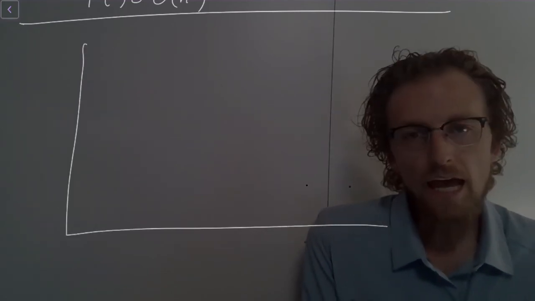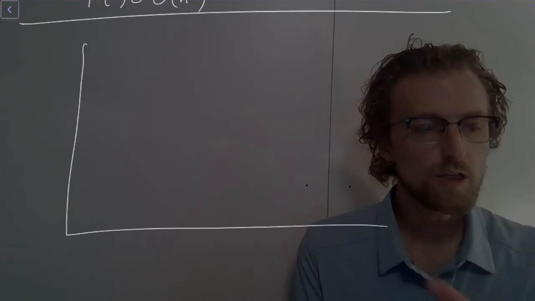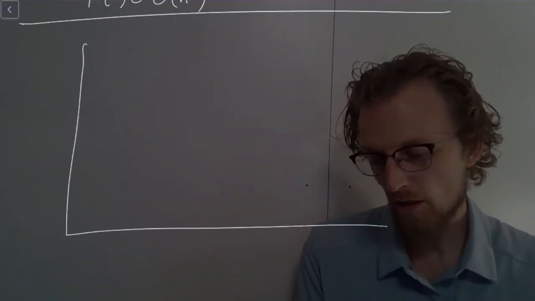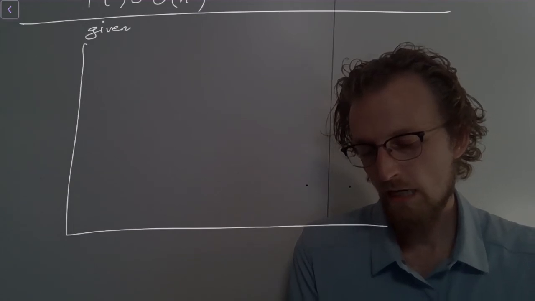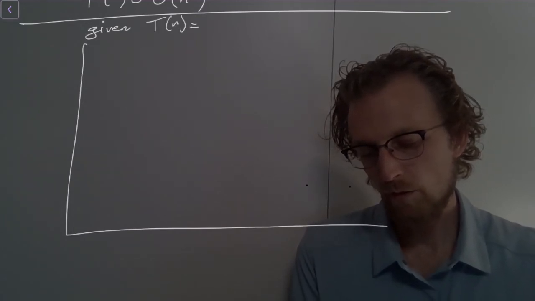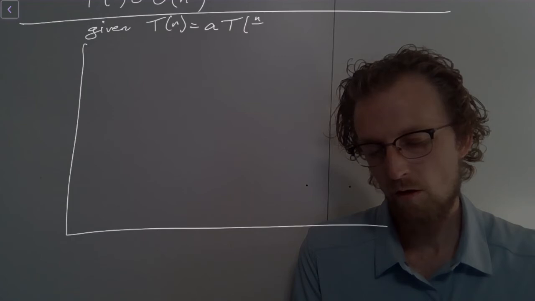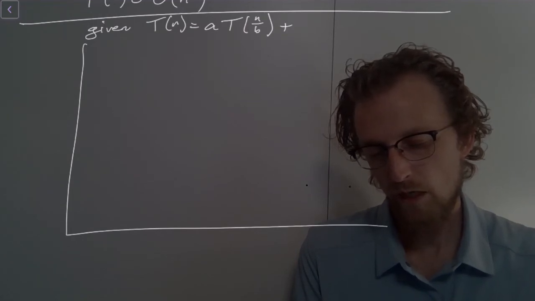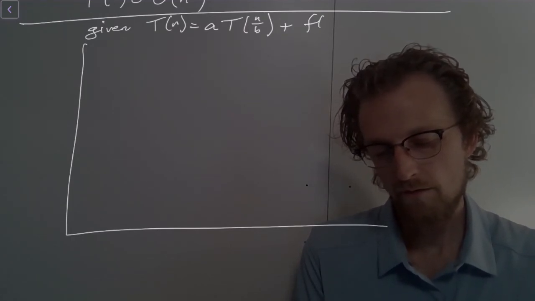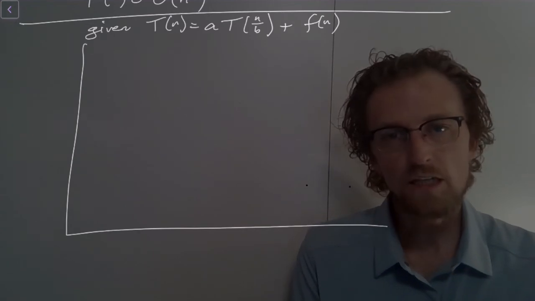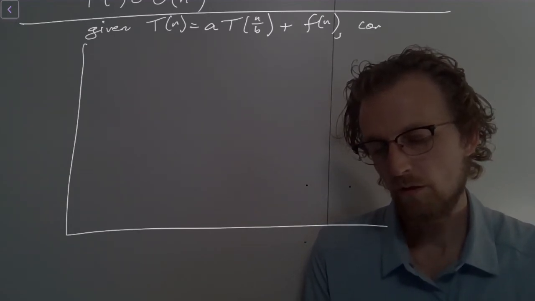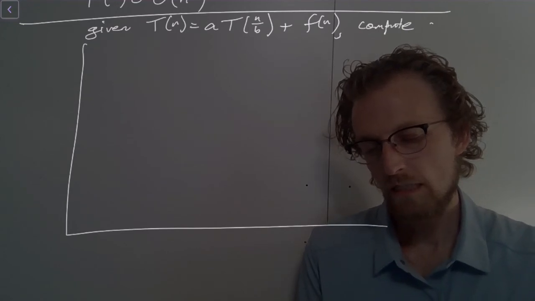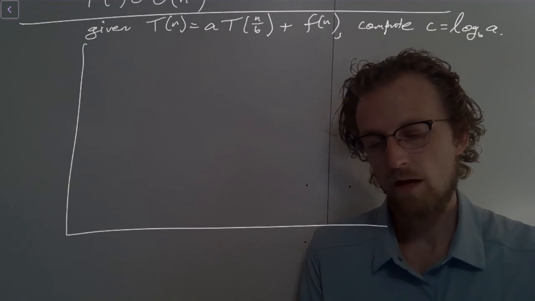So given this recurrence relation, first compute the C, right? First compute the critical exponent, right? So if you're given T of n equals a times T of n over b plus f of n, the first thing is compute c. So compute c first. C equals log base b of a.